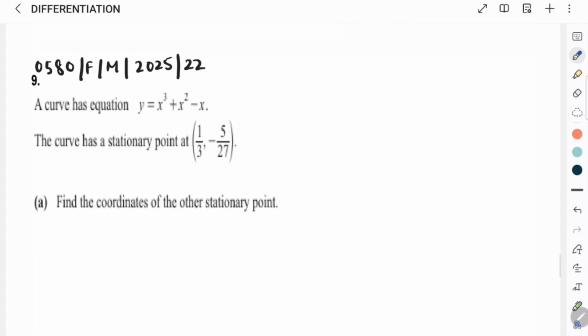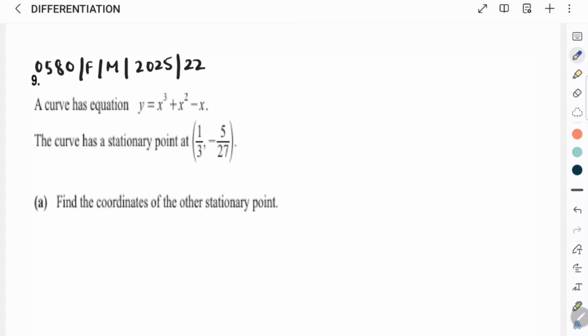All right, so the last question, 0580 March 2025, paper 2, no calculator, and it's one of the recent year papers. So a curve has the equation y equals x cubed plus x squared minus x. I think it's the 19th question in the paper. So the curve equation is this. One of the stationary points is already given. Find the coordinates of the other stationary point.